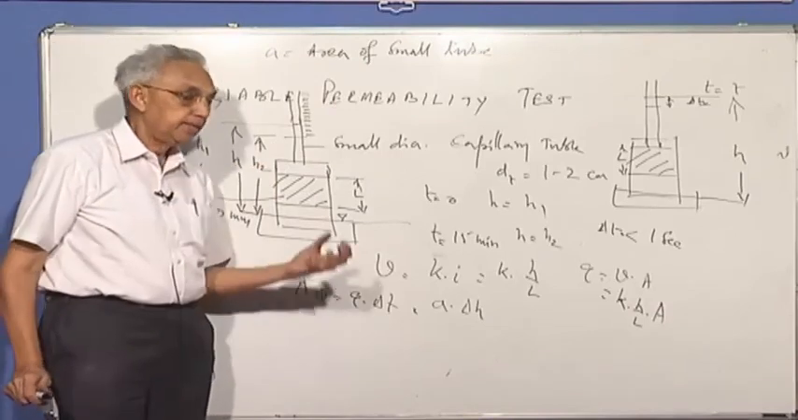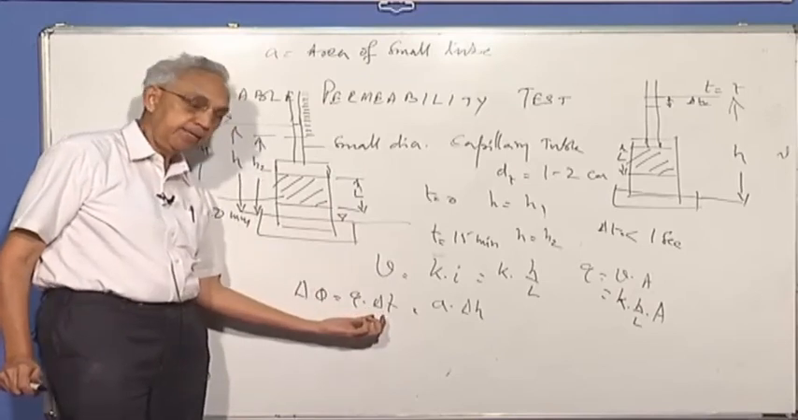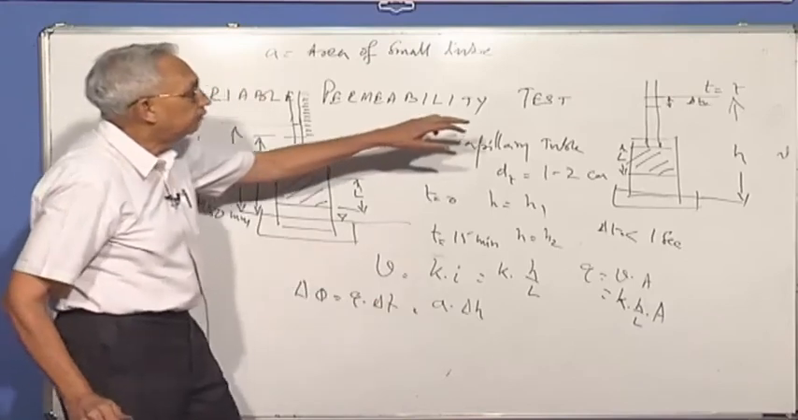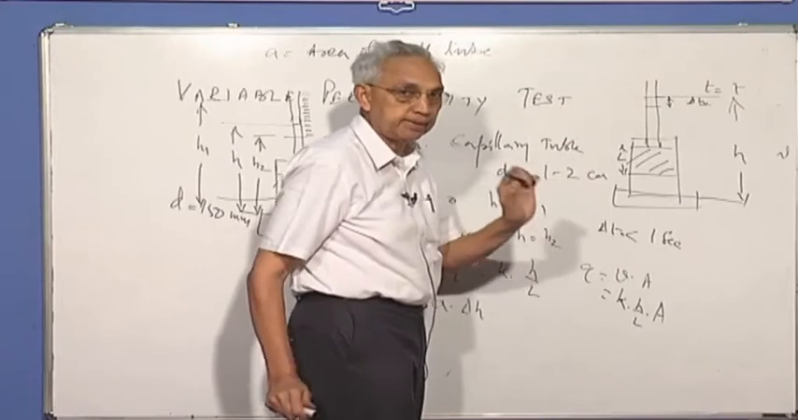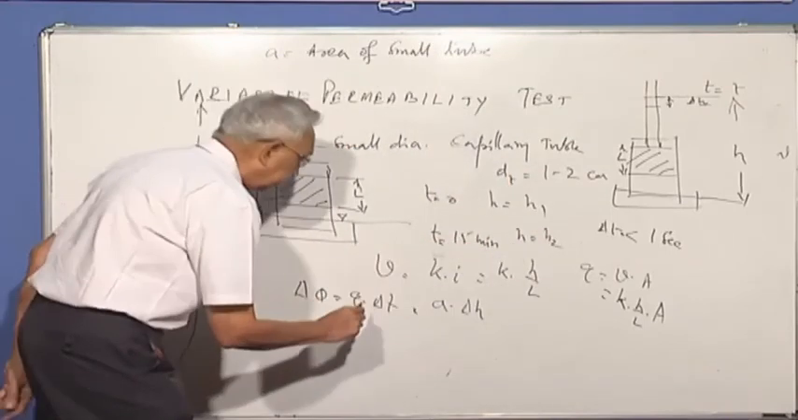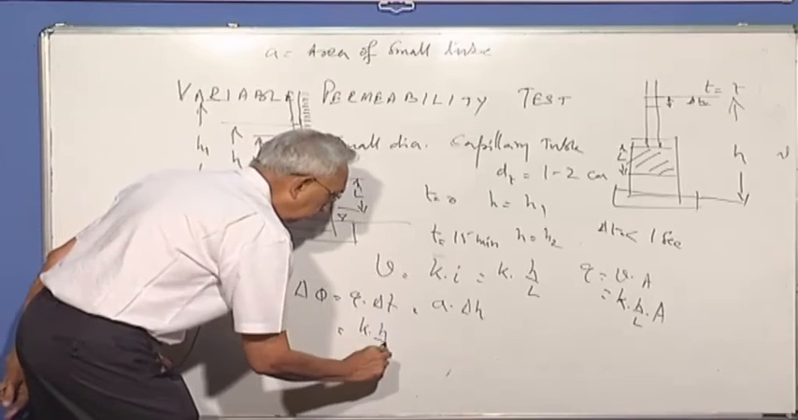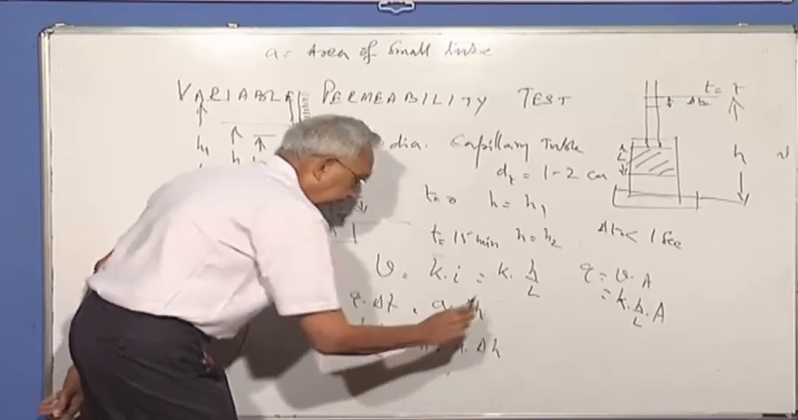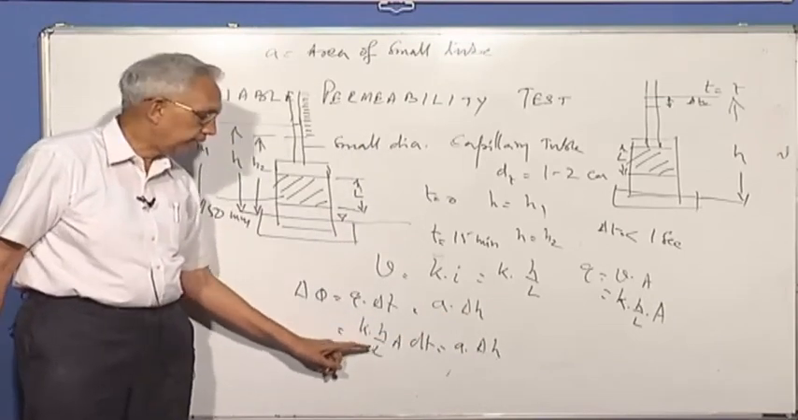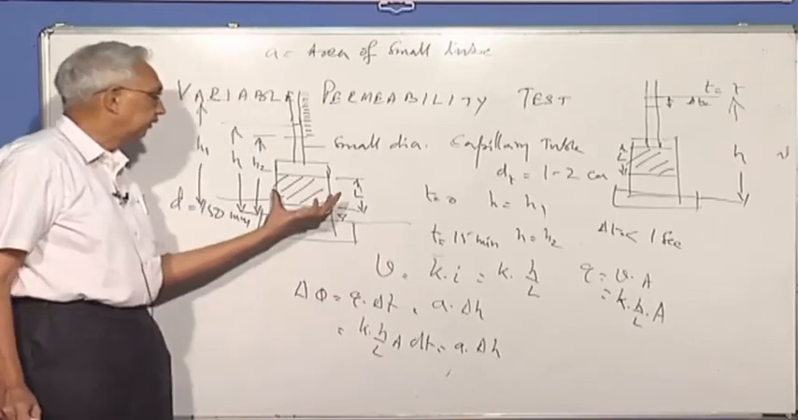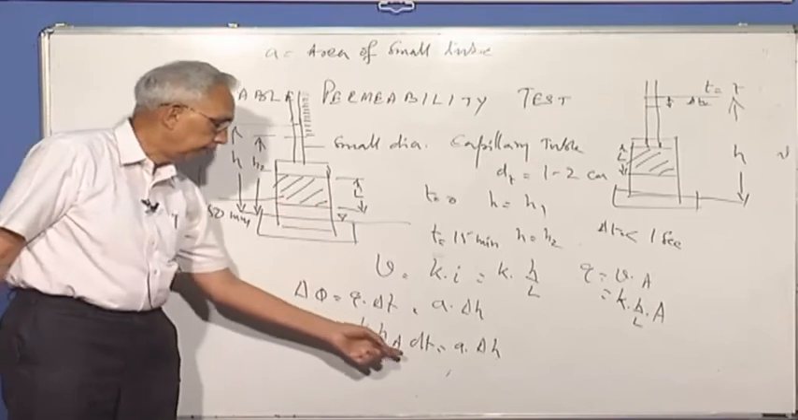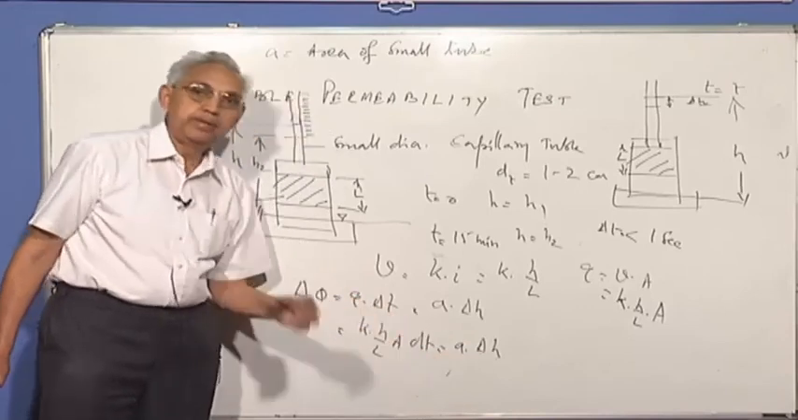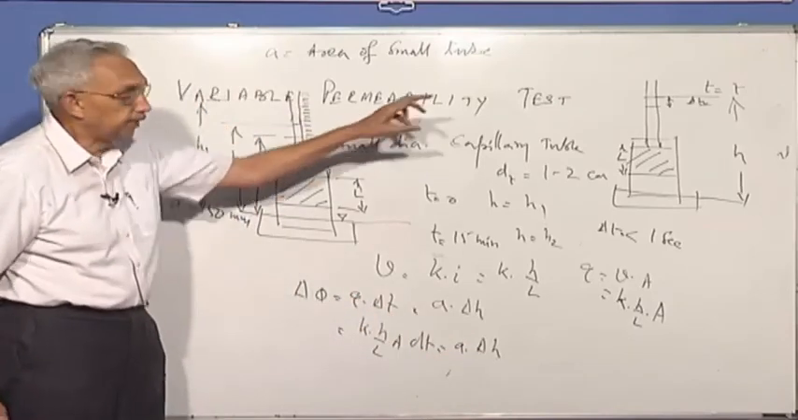So can we now say over a small interval of time delta t, the quantity of flow is equal to Q into delta t times the area of cross section of this tube into delta h. Now substitute here, Q is equal to k h by L A into dt is equal to a into delta h. Coefficient of permeability times gradient times area of cross section of the soil within the tube and the time interval delta t is equal to the area of cross section of the tube into the drop of the water level within the capillary tube.